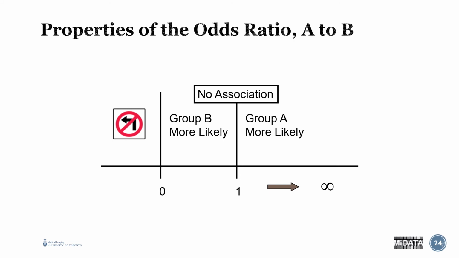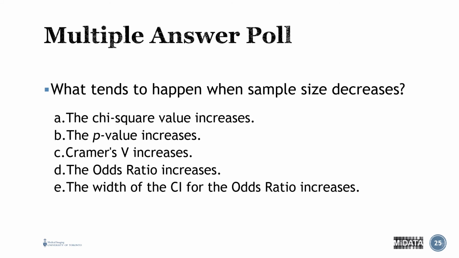Okay, quick quiz. What tends to happen when sample size decreases? The chi-square value increases, the p-value increases, Cramér's V, or phi, increases, the odds ratio increases, or the width of the confidence limit for the odds ratio increases.